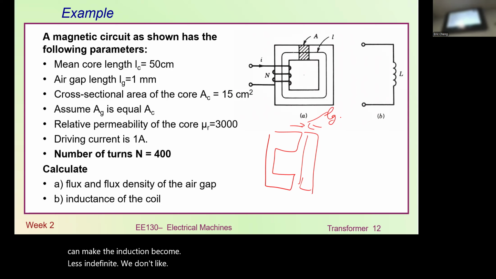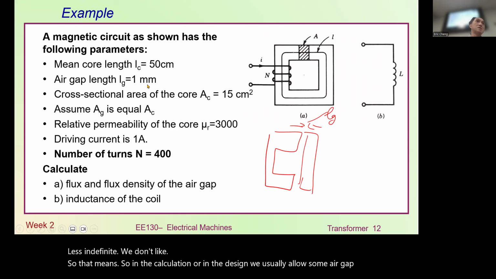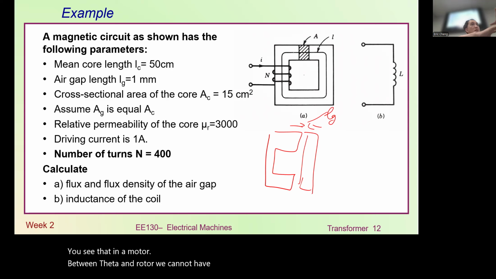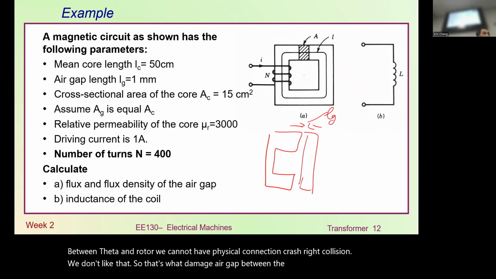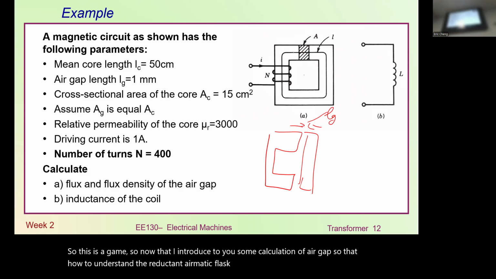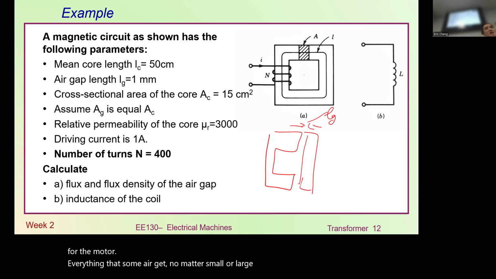So in the calculation or in the design, we usually allow some air gap. You see, in a motor, between the stator and rotor, we cannot have physical connection, a crash, right? Collision, we don't like that. That's why there is an air gap between the stator and rotor. So this is the air gap. Now I introduce to you some air gap calculations so that you know how to understand reluctance, air gap, magnetic flux, and B field, to prepare for your next chapter on motors. Okay, got that? Everything has some air gap, no matter small or large. But usually the air gap in a motor will be quite small, about 1 mm.